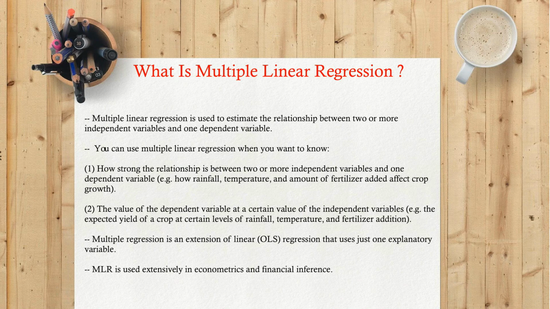Example: how rainfall, temperature, and amount of fertilizer added affect crop growth. 2. The value of the dependent variable at a certain value of the independent variables. Example: the expected yield of a crop at certain levels of rainfall, temperature, and fertilizer addition. Multiple regression is an extension of linear (OLS) regression that uses just one explanatory variable. MLR is used extensively in econometrics and financial inference.